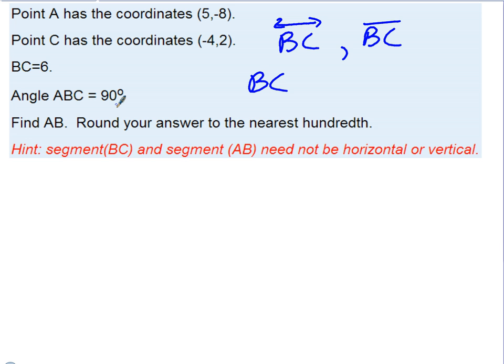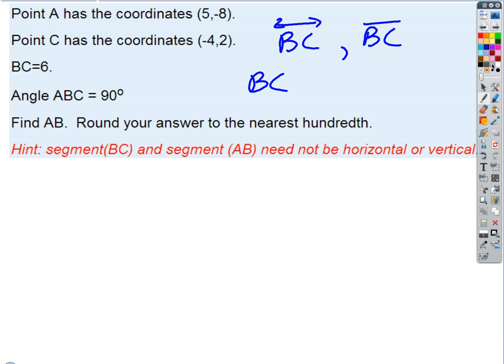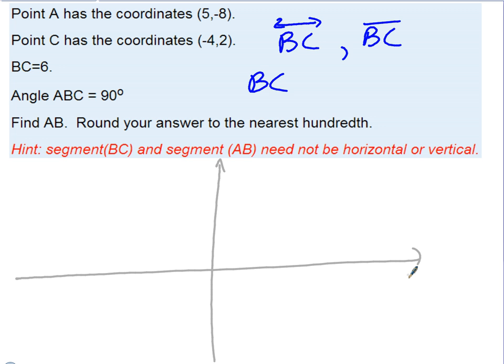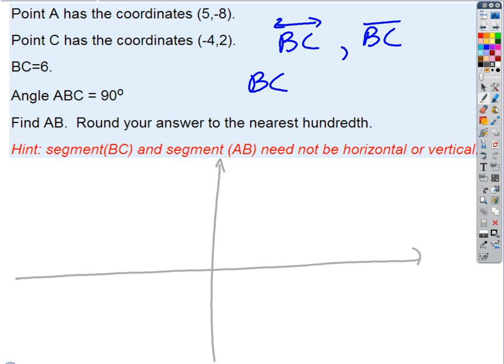They give us a little hint here. They tell us that segment BC and segment AB need not be horizontal or vertical. Okay, so they might be at angles. This is a prime candidate of where a sketch is probably going to be very helpful. So let's do that. Let's draw ourselves a picture. And graph paper would be really nice. I don't have graph paper right here, but we'll make do.